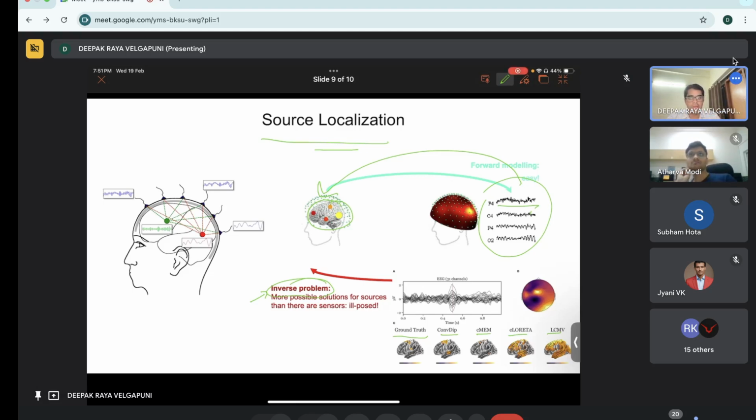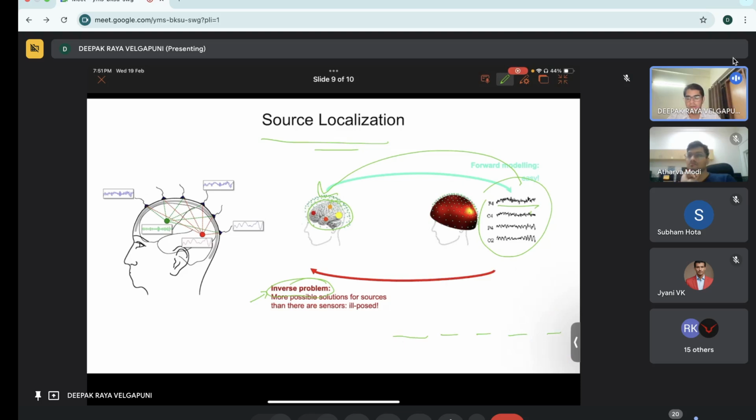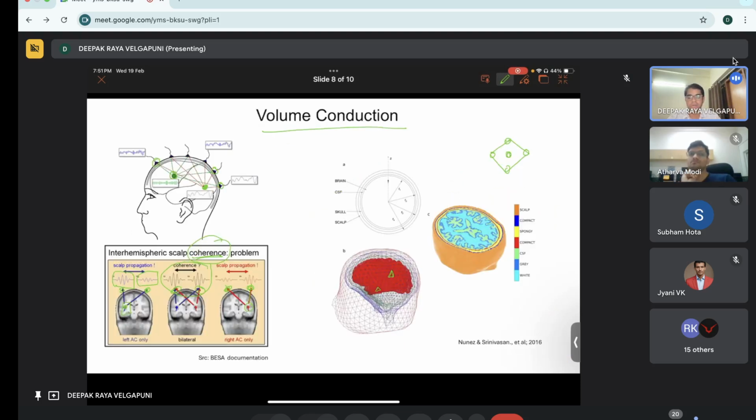So, is this fine? Any doubts here, on source localization, volume conduction?